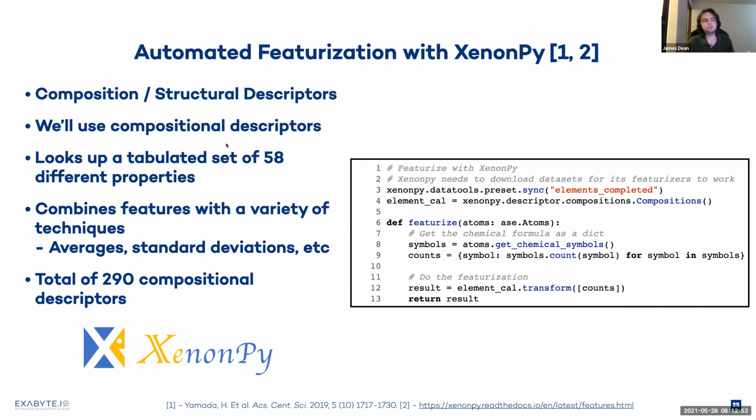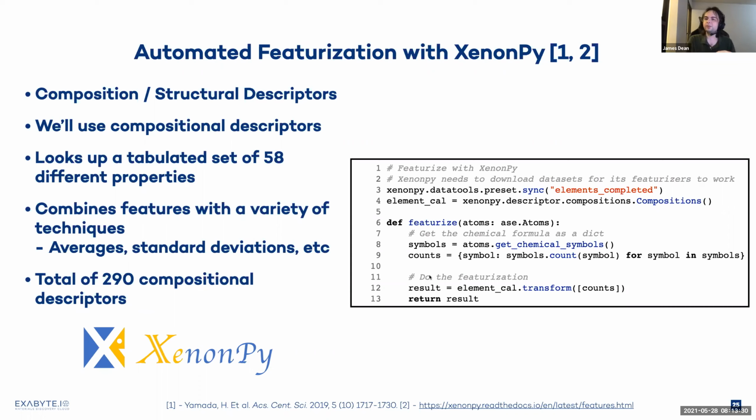When it does a compositional descriptor, it takes a tabulated set of 58 different chemical properties, things like number of s electrons in the atom, ionization potentials, electron affinities, things of that sort. Then it combines the features in a variety of interesting ways, like weighted averages, standard deviations, minima, maxima, and so on. All in all, this ends up with a total of 290 compositional descriptors for any given composition that we feed it. So that's here, and here's the code where we do that.